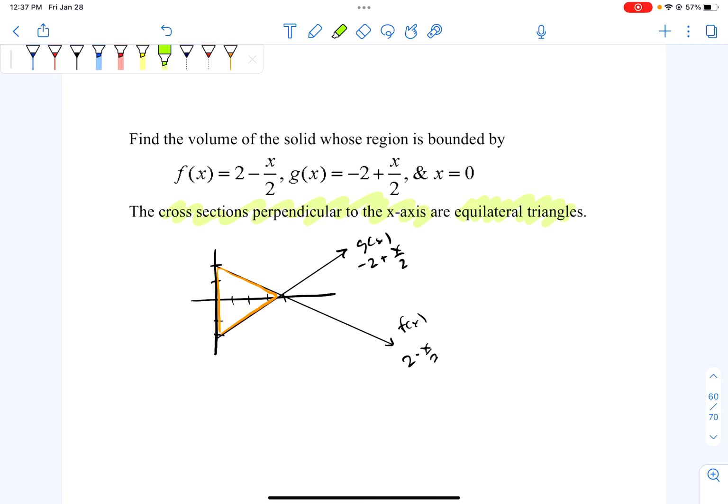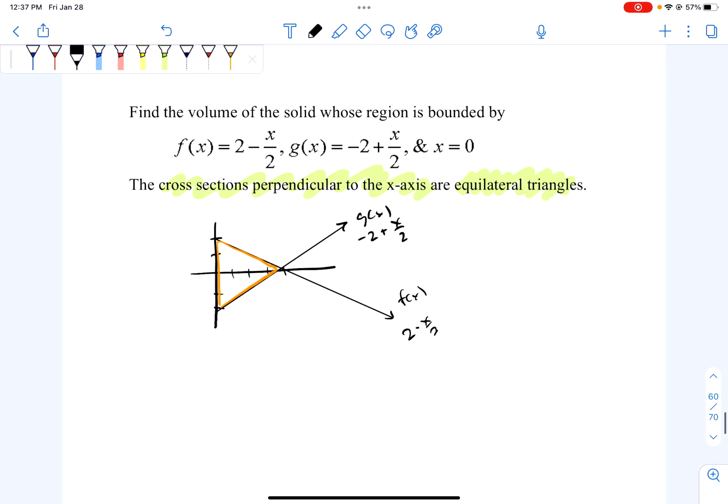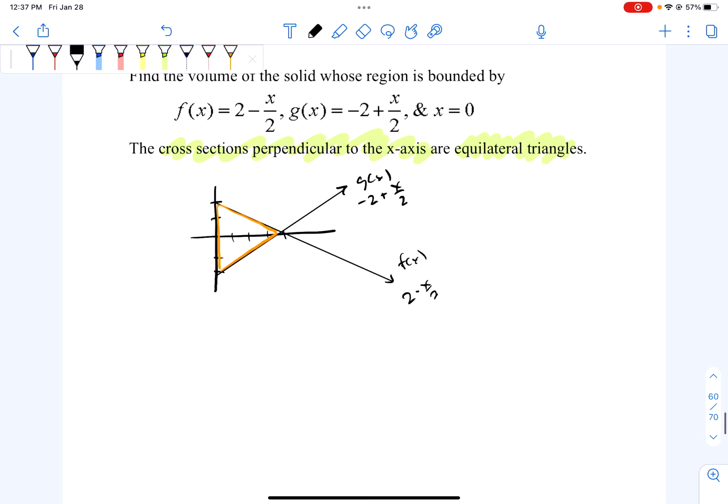So on top of this shape, we are going to build equilateral triangles to find the volume. What that tells me is I need to integrate, and I'm going to use x values, and I need the formula for the area of an equilateral triangle. That's what's going to go inside my integral.